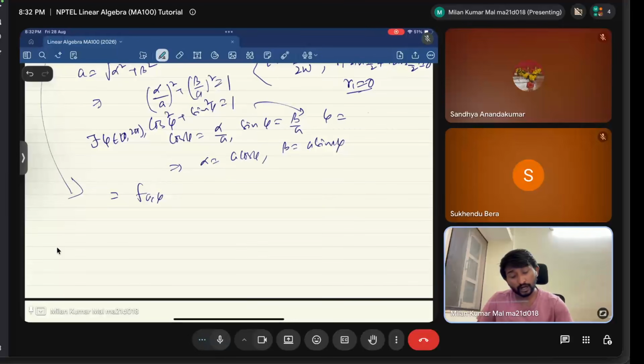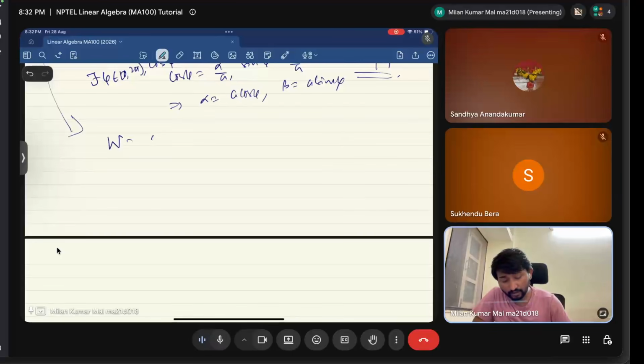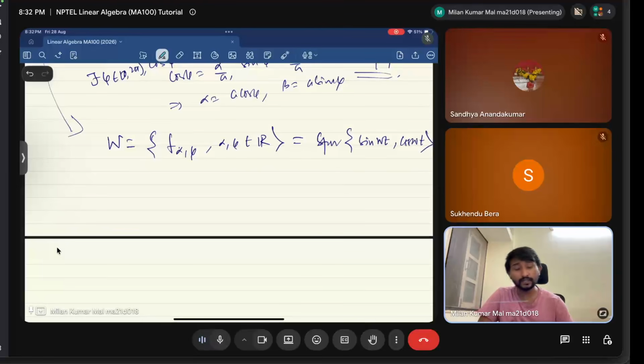Actually, we know what phi is. Phi is equal to the inverse tangent of beta by alpha, in modulus. Okay, so basically what I am saying is that the vector space W, which consists of f alpha phi where alpha and phi are real numbers, is the same as the span of sin wt and cos wt, and they are linearly independent. That is the basis.